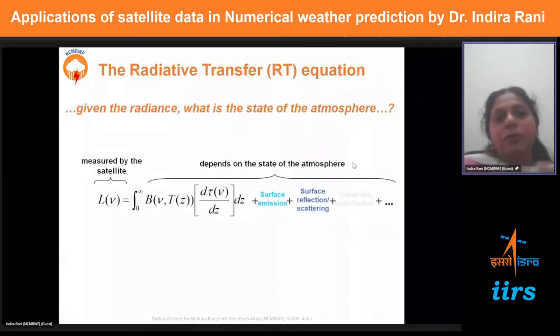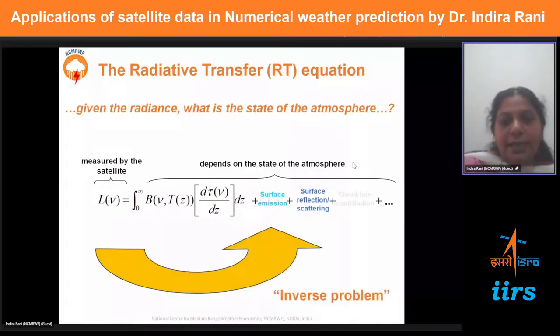And suppose what you are getting is the satellite measurements. The energy reaching the satellite instrument is given as the radiance. So you have the radiance, and then you have to compute the state of the atmosphere. In that case, it is the inverse problem. The radiative transfer equation can be used for both forward and inverse problems. The forward problem means you know the state of the atmosphere and you calculate the energy. The inverse problem is you have the energy and you have to inversely calculate the state of the atmosphere.